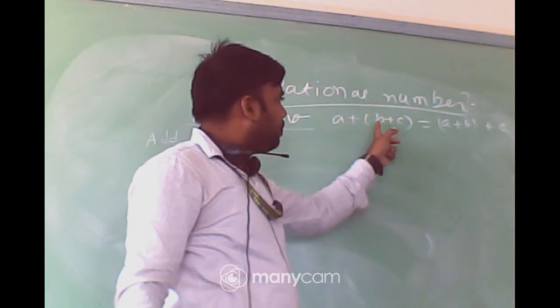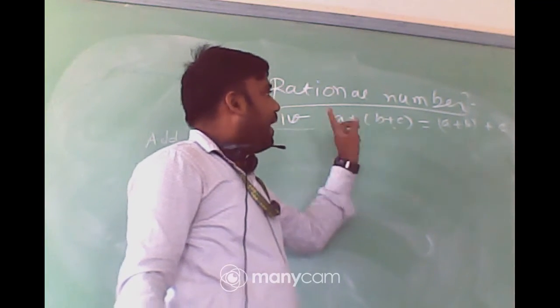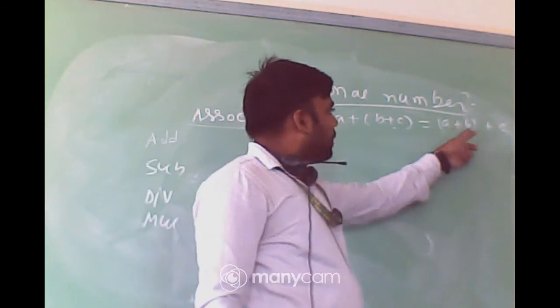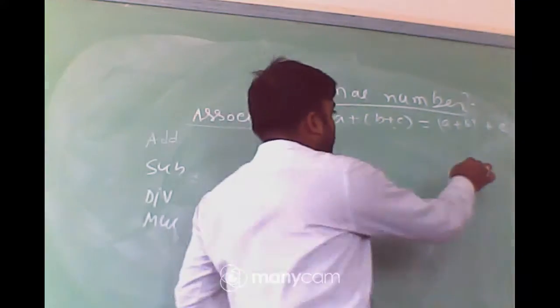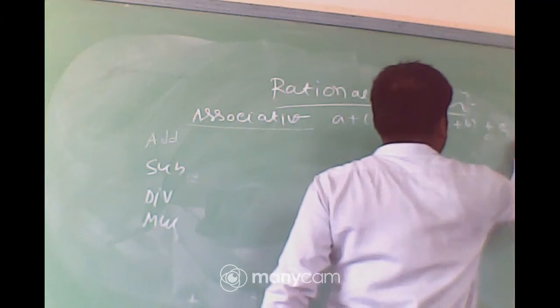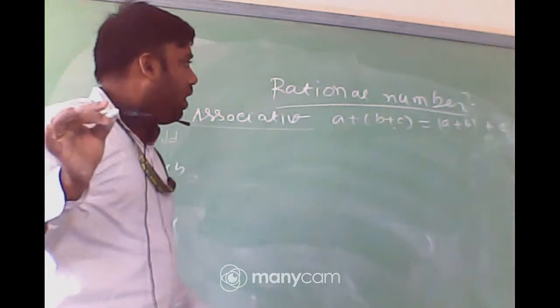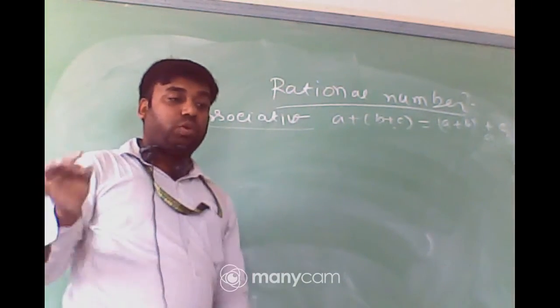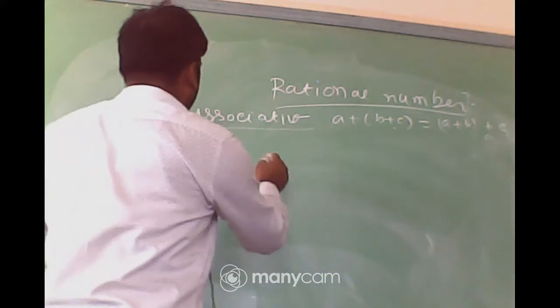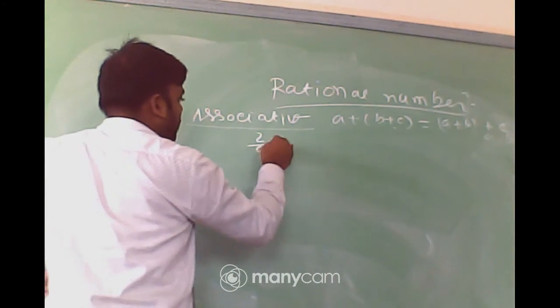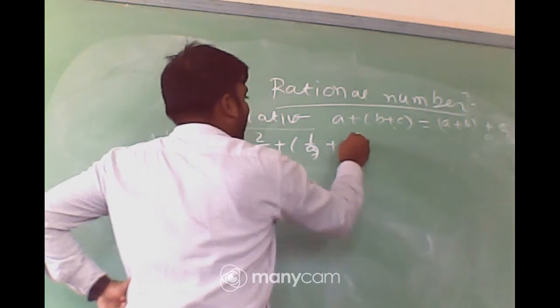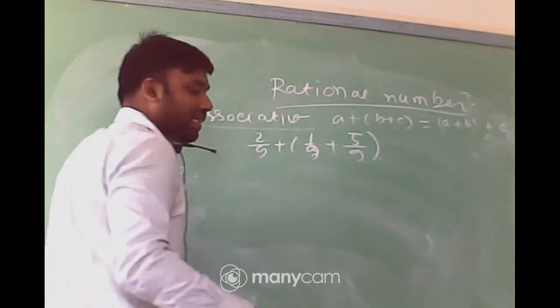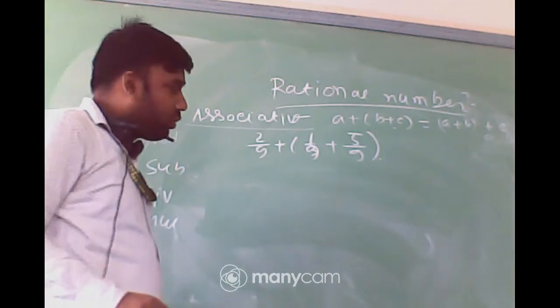First do b plus c, then add with a, and if first a plus b, then c, if both the results are the same for the numbers a, b, c, then addition of a, b, c satisfies the associative rule. In this way, for an example, 2 by 9 plus 1 by 9 plus 5 by 9, what will be the result? Quickly answer it.